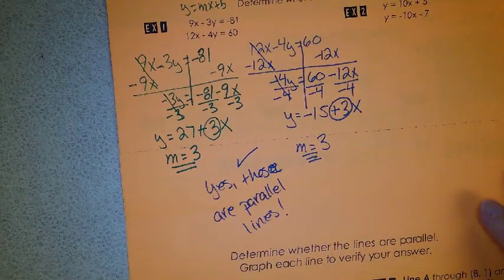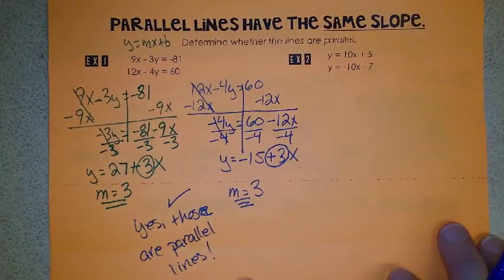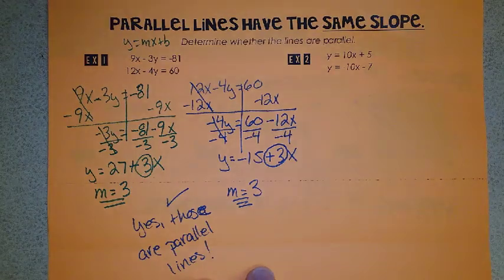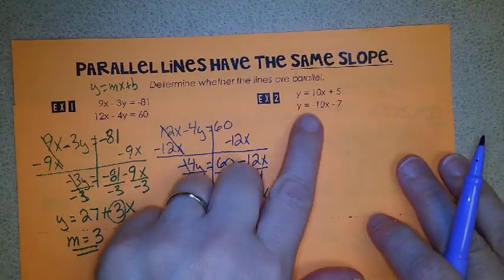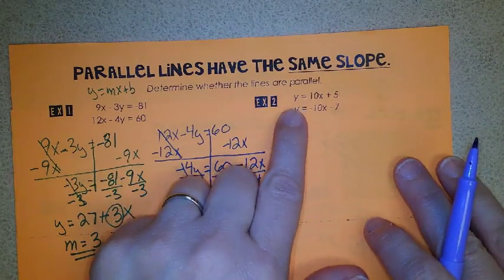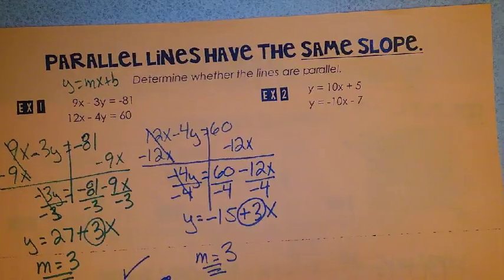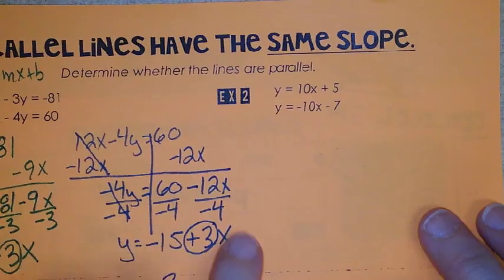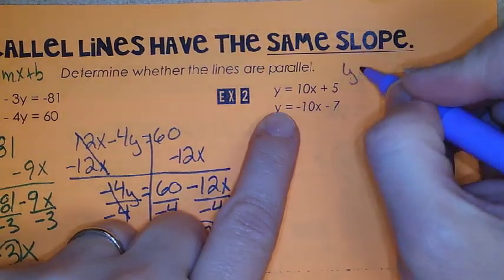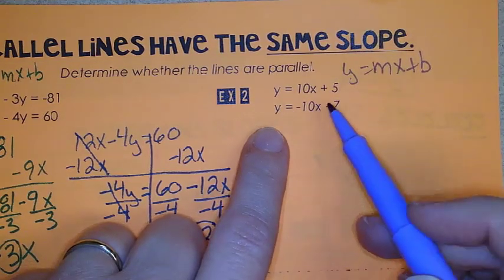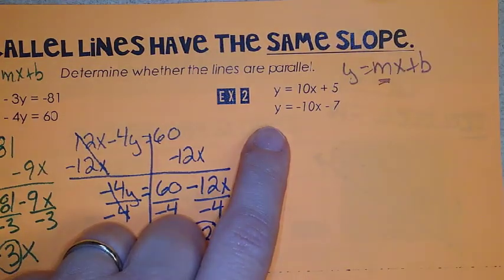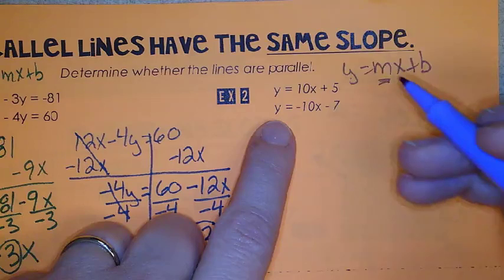So then I want to move on to example 2. Well, I'm looking at these examples and I notice that y is isolated on one side. So y is by itself. So these lines are in the form y equals mx plus b. So now all I have to do is look and see what's sitting in front of x. That will be my slope.